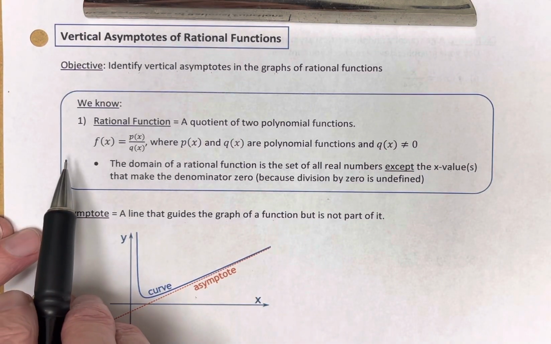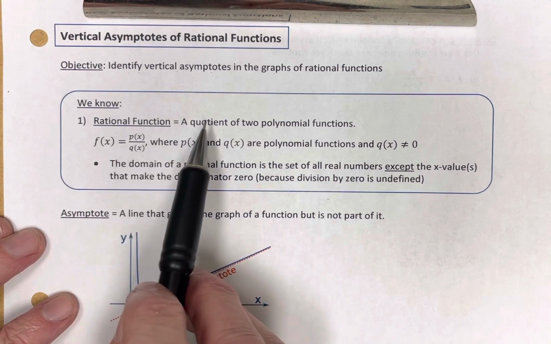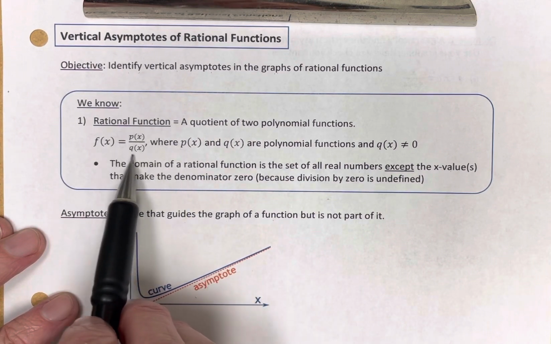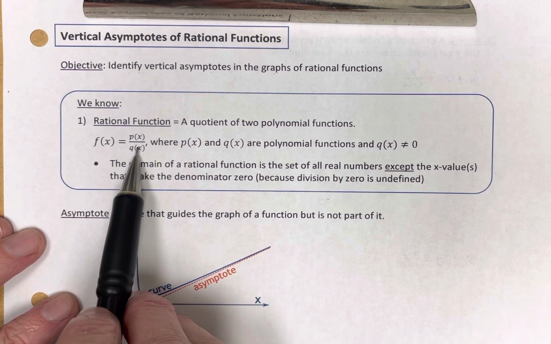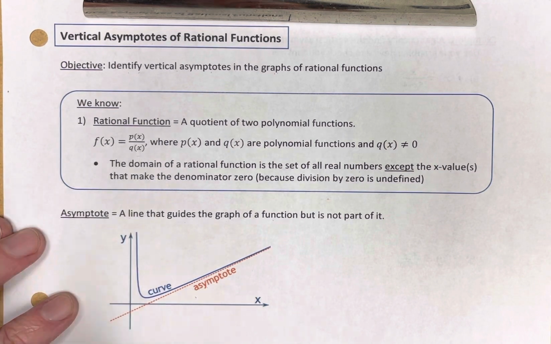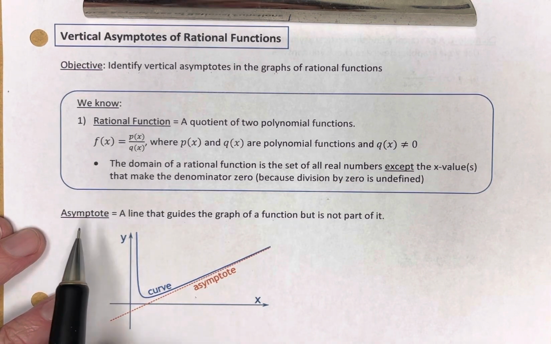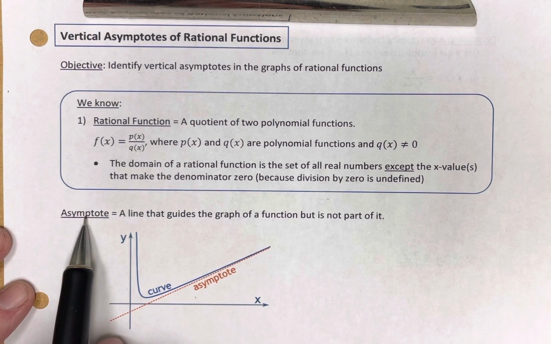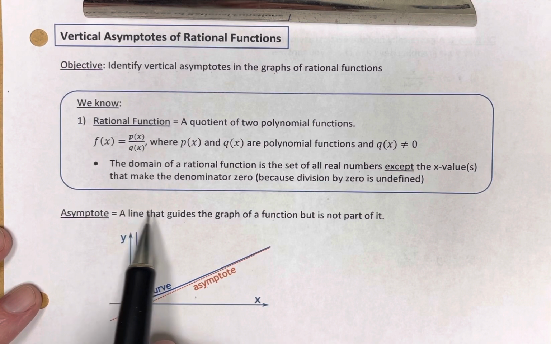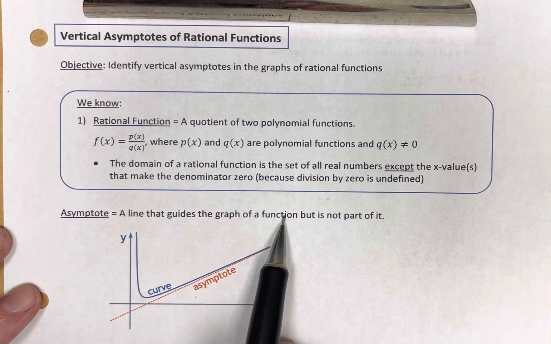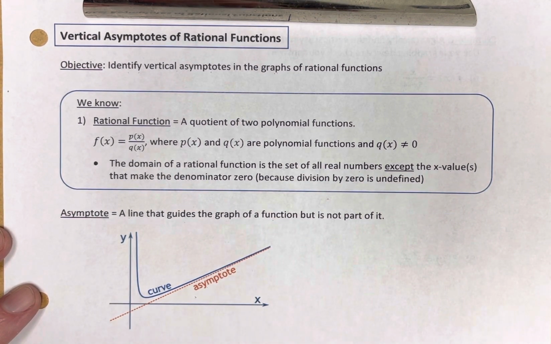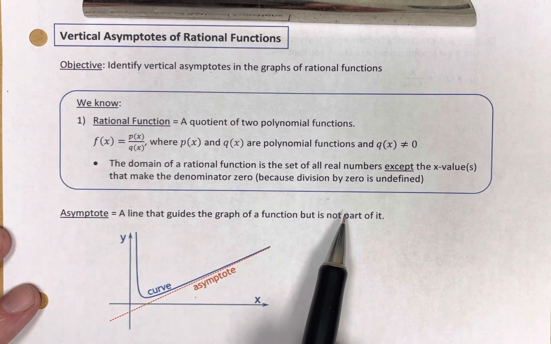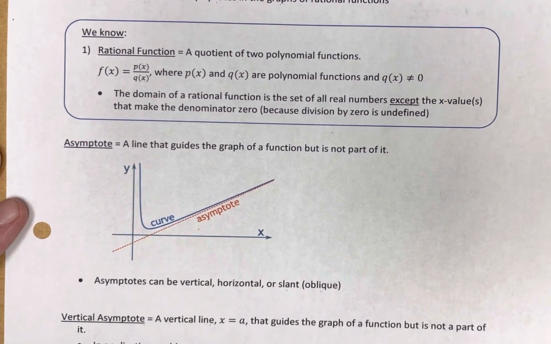The key to rational functions is that because it's a quotient, because it is a division problem, the denominator cannot be zero, because division by zero is undefined. Let's start off with defining what an asymptote is. An asymptote, funny word, I'm not really sure where it comes from, is a line that guides the graph of a function, but is not part of the graph of the function.